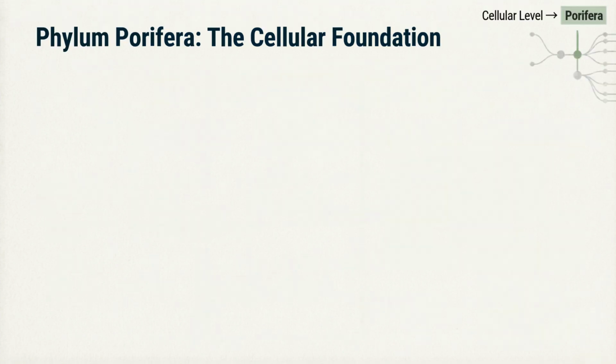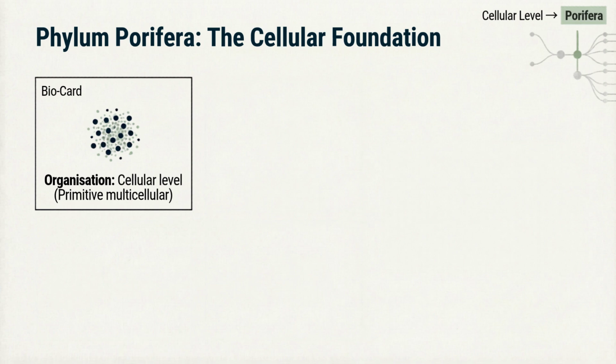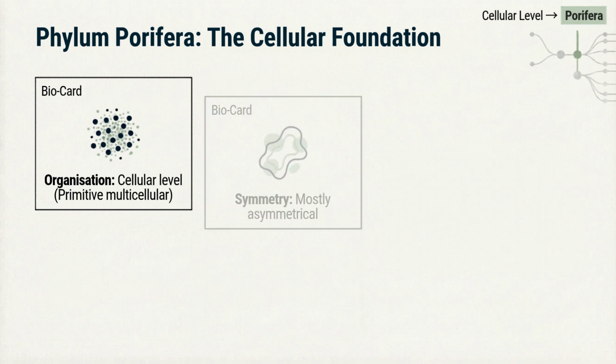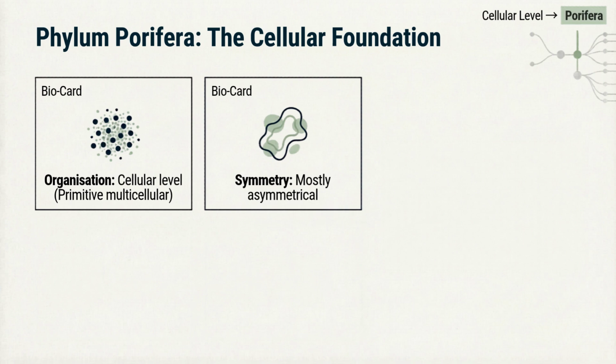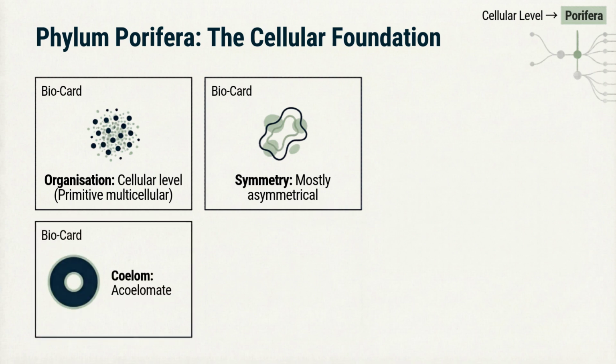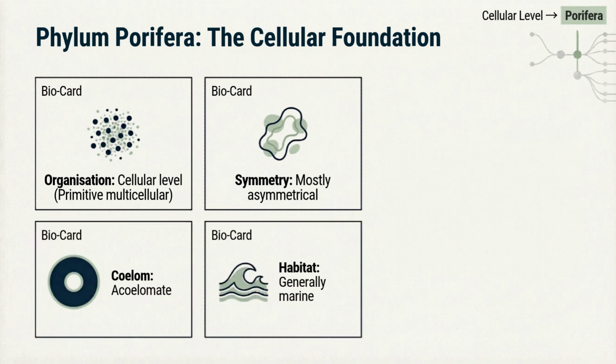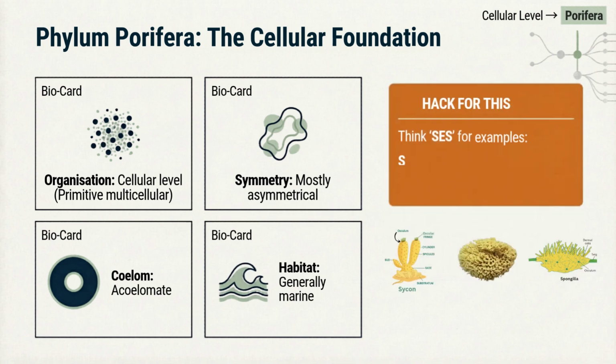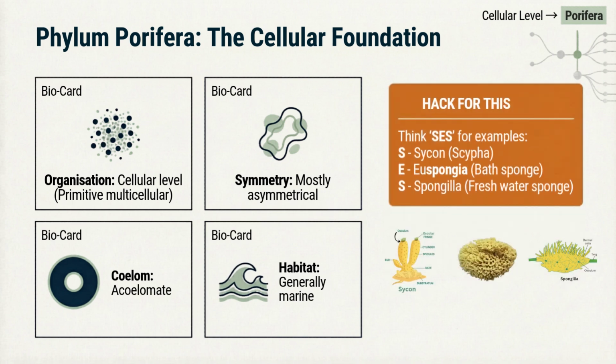Porifera sits at the very base of this ladder. The organization is cellular level, meaning cells exist but are not arranged into tissues. Symmetry is mostly asymmetrical. They are acoelomate and their habitat is mostly marine. A simple memory anchor given here is SES: Sycon, Euspongia, Spongilla. If you see cellular level plus asymmetry, your mind should directly go to sponges.